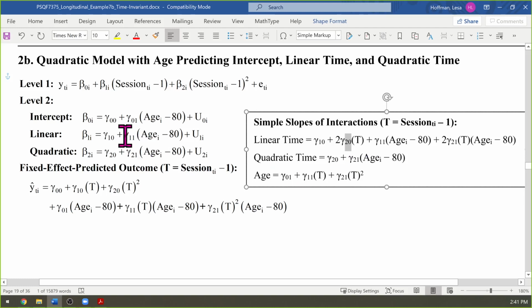Then we have this middle term right here, age multiplying the linear slope. So the cross-level interaction between age and the linear slope as a function of age. And then we have this one, which is the cross-level interaction of age by quadratic time, which still gets multiplied by 2. So it's a little tricky, but these are the ingredients that would allow you to write an estimate statement or a LINCOM statement or a contest 1D statement to get the linear time slope at any occasion conditional on any age.